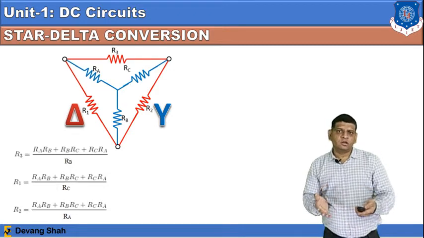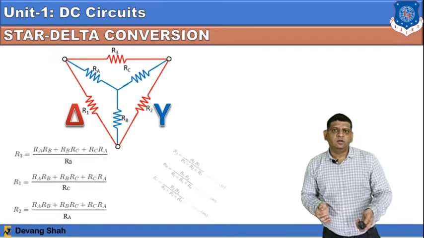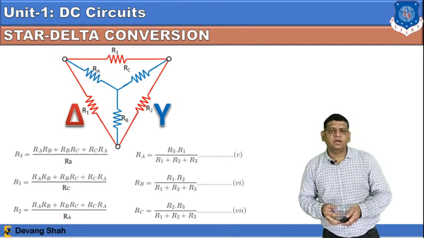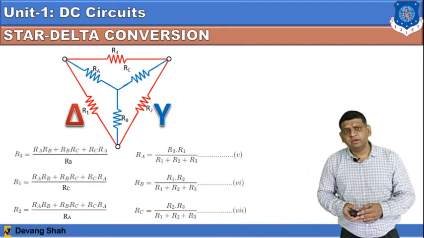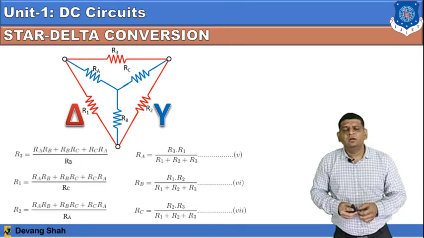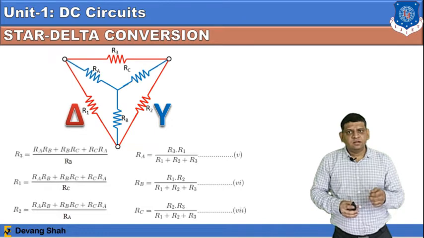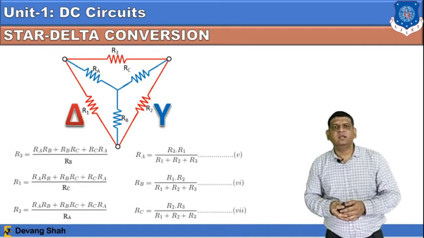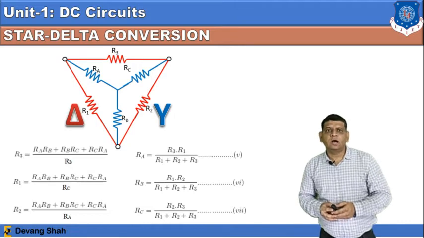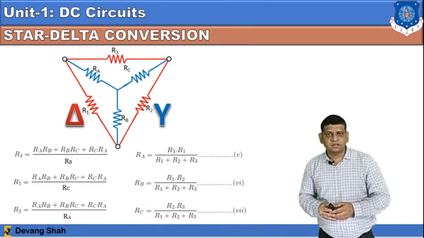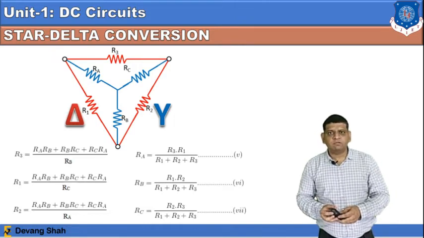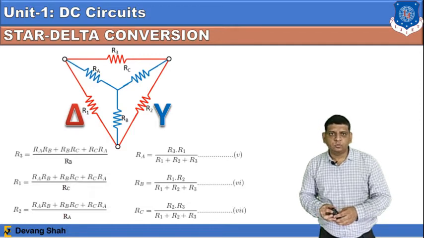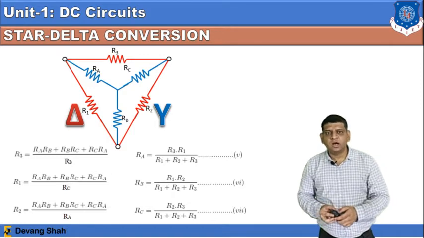Right, now the other conversion, from delta to star. You can see this particular equation where I need to find one of the resistances RA, which is a star resistor, from all the delta resistors. So you can see here RA is equal to R3 into R1 divided by R1 plus R2 plus R3, and RB is equal to R1 into R2 divided by R1 plus R2 plus R3, and RC is equal to R2 into R3 divided by R1 plus R2 plus R3.